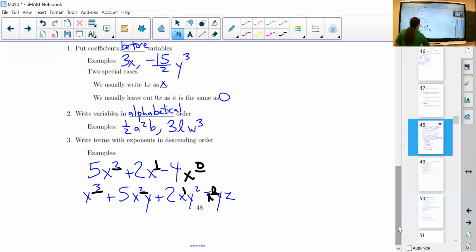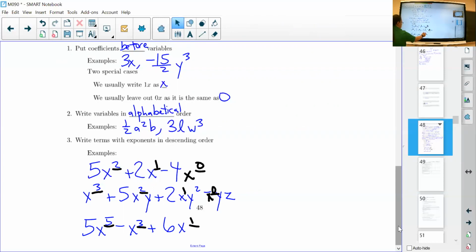Now sometimes I'm missing numbers. I might have 5x to the 5th minus x cubed plus 6x. That's okay. I still have it in the right order because I have a 5, then it goes down to a 3, it goes down to a 1. Never go back up. If I had x to the 4th here, I would scoot that before the x cubed.